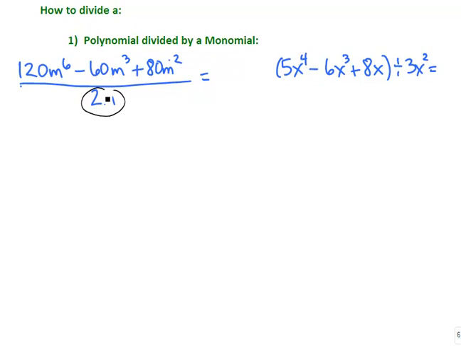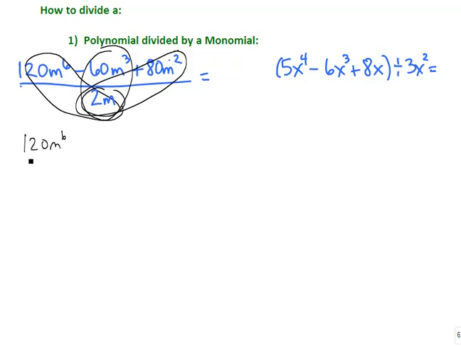So in order to simplify this, in order to divide, what we're going to want to do is break this up. And we're going to break it up into 3 separate fractions. We're going to divide that 2m into all 3 terms in the top. I like to write this out as 3 separate fractions. So 120m to the 6th all over 2m minus 60m cubed all over 2m plus 80m squared all over 2m. So basically we've created 3 separate fractions, and now we're just going to simplify each one.